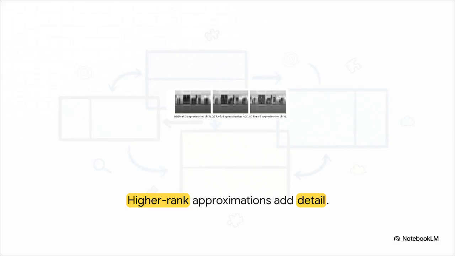Rank 3, rank 4, rank 5. You can literally see each outer product layer systematically adding critical structural detail back into the Stonehenge image. The math is brilliant here. It prioritizes the most important structural shapes first, all based on those singular values.